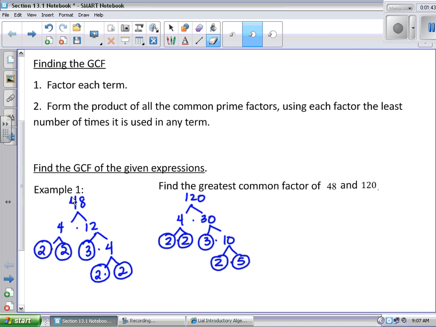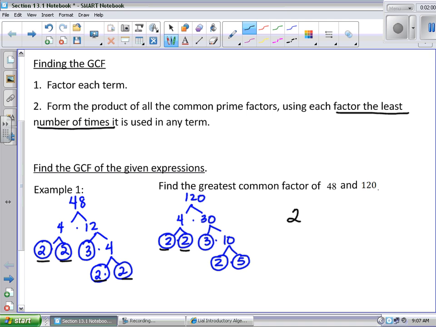My greatest common factor is going to be the product of all the common factors, using each factor the least number of times it's used. So 2 is a common factor. It's used 1, 2, 3, 4 times here, and 1, 2, 3 times here. So we want to keep 3 factors of 2. 3 is used once here and once here, so we're going to have a factor of 3. And then 5 is only used in 120. So our greatest common factor is going to be 8 times 3, or 24.